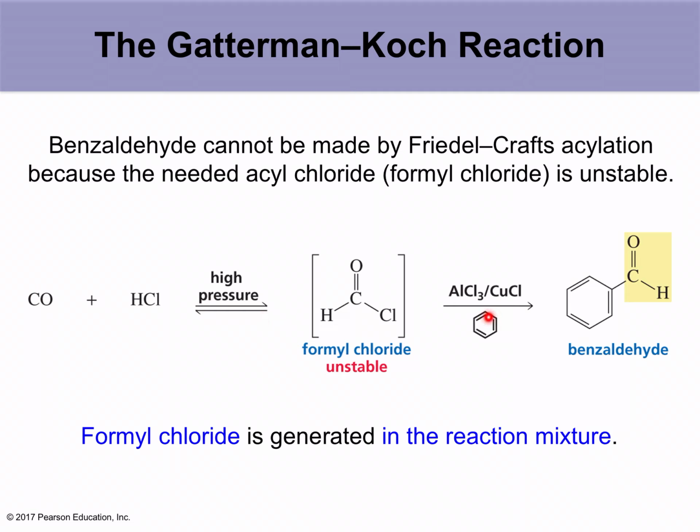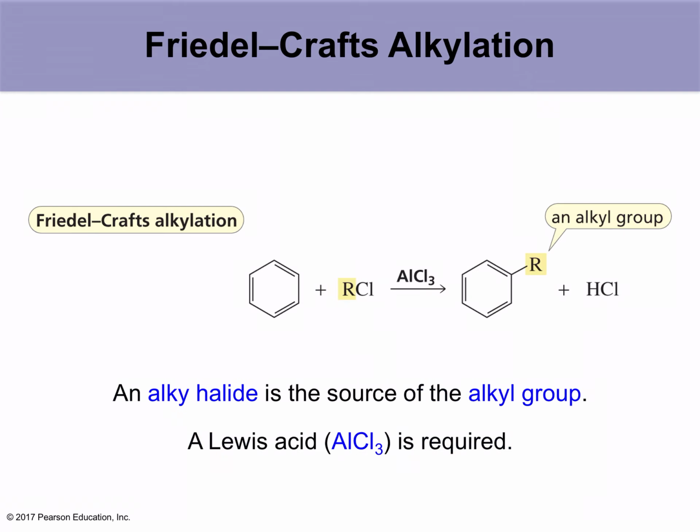And then you add the catalysts aluminum chloride and copper chloride, both of these catalysts, along with the benzene ring, so we can make the benzaldehyde. Okay. So that is the Friedel-Crafts acylation. Remember, the acylation is adding a carbonyl group with an alkyl group. And the Friedel-Crafts alkylation is where you're adding an alkyl group. For this also you need to have the Lewis acid aluminum chloride.